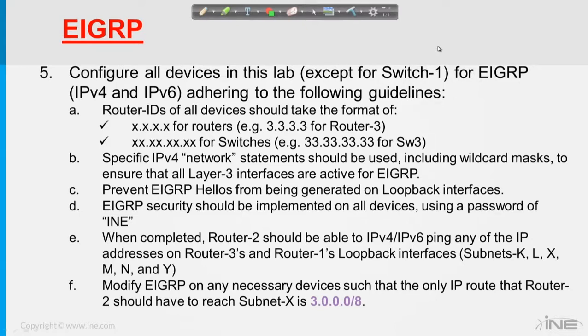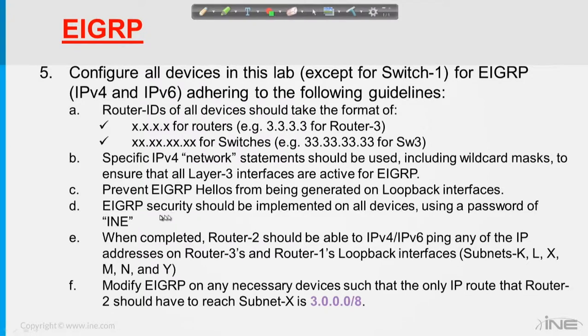C, prevent EIGRP hellos from being generated on loopback interfaces. Curious. How would we do that? Go ahead and type in the live question feed. How would we accomplish step 5C in our devices that do have loopbacks? That's right, Abu Bakr, that's correct. We would use the passive interface command, and we'd have to use it multiple times, like passive interface loopback 0, passive interface loopback 1, and so on and so forth.